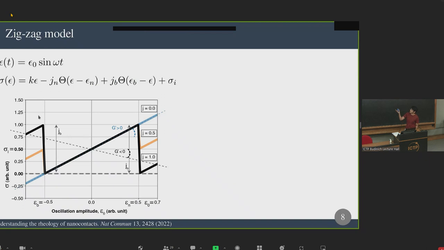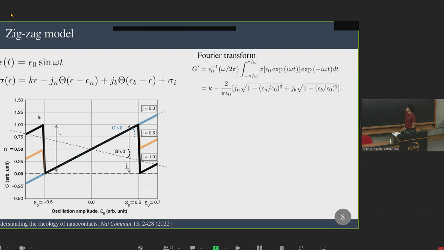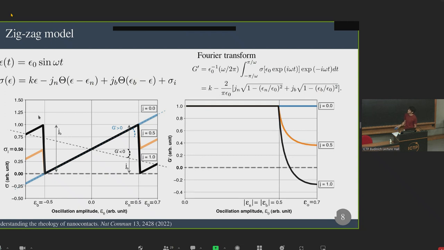So at the end, this is the function of the stress versus the strain, a zigzag. If J is zero, you have the perfect line, and if J is not zero, you get these jumps at the necking and bellying regimes. Here I use the same J for necking and bellying, just for simplicity. What we want is G prime, which for this system would be the ratio between the Fourier transform of stress relative to strain. We do this Fourier transform and calculate G prime, and we see that for this very simple model, if J is large enough, G prime goes negative, as simple as that. I think these two elements are all you need to have negative G prime, and that explains the story.